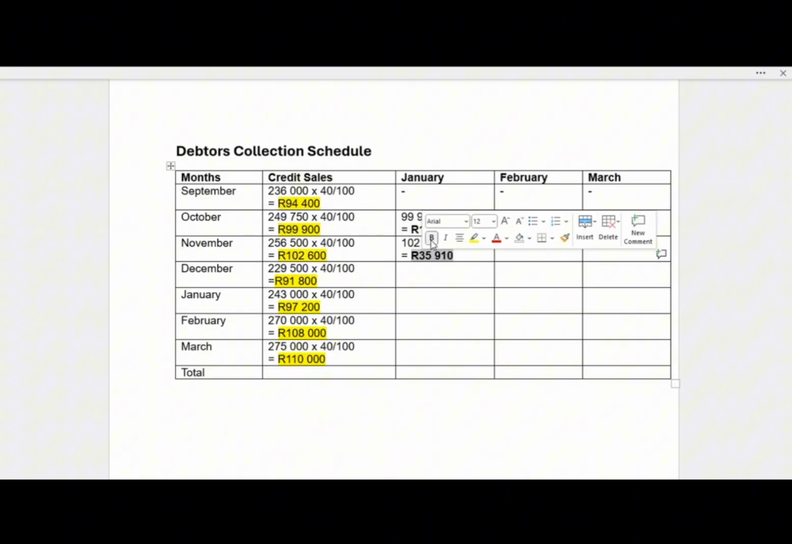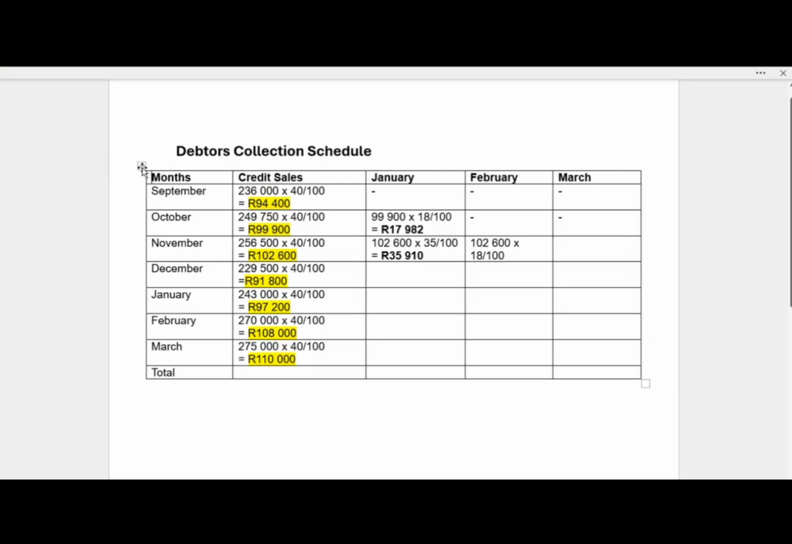And then you also need to collect, because this is 35%, there's still another third month, which is where you have to collect 18%. So you're going to collect 18% of November in February, all right? Which is going to be 102,600. You multiply by 18 out of 100, all right? Let me do this. Adjust this thing properly.